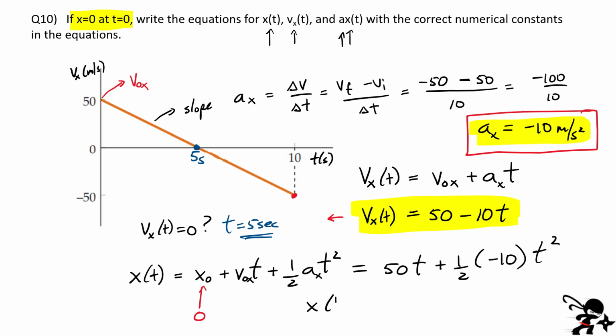So if I just continue this and clean this up, the position as a function of time is 50t. If I just take this division here, I get minus 5t squared. Okay, and this is my equation that describes the position for this particular graph, right? So at every time I could calculate where this particle or where this object is as a function of time.